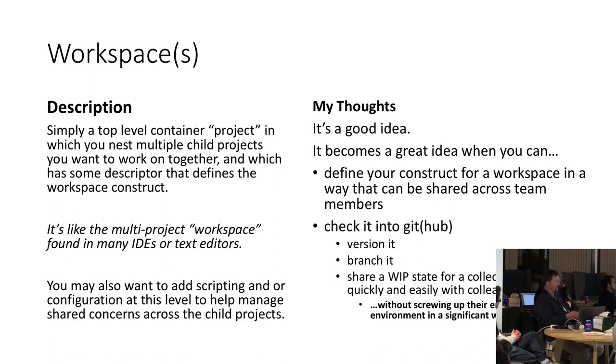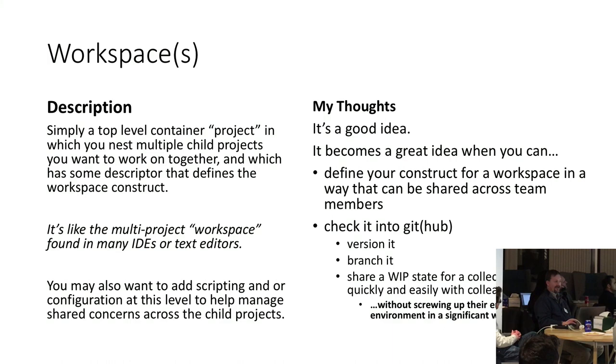So something that I can take, I've described my workspace, I can pass it to someone else somehow, ideally by checking it into GitHub, versioning it, branching it, but it allows me to share a work-in-progress state for a collective workspace and all the child projects under it, quickly and easily with my colleagues without totally screwing up their entire local dev environment. A lot of times if teams are just getting into it and they're using NPM linking, I've seen teams sometimes spend a couple days where they've got their own environment working and then they want to try to emulate something somebody else has, and then getting back to what they had before proves to be a challenge and is a lot more work than they expected.